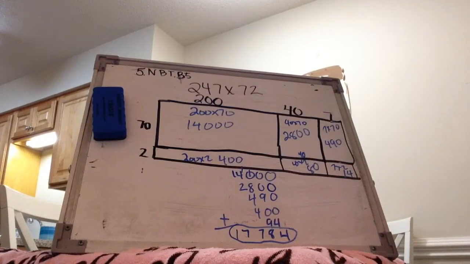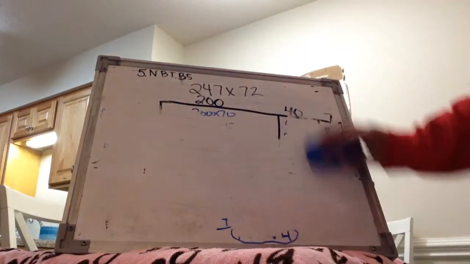It's breaking our numbers apart by place value, so we can visually see what's happening when we break apart these numbers. So 247 times 72 is 17,784. I'm going to use the same problem for the next strategy, which will be partial products, in just a minute. But I want to do another area model using a different equation.